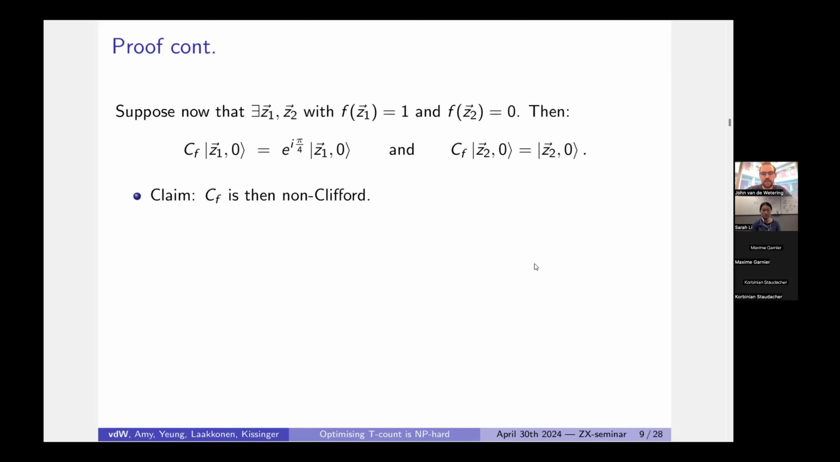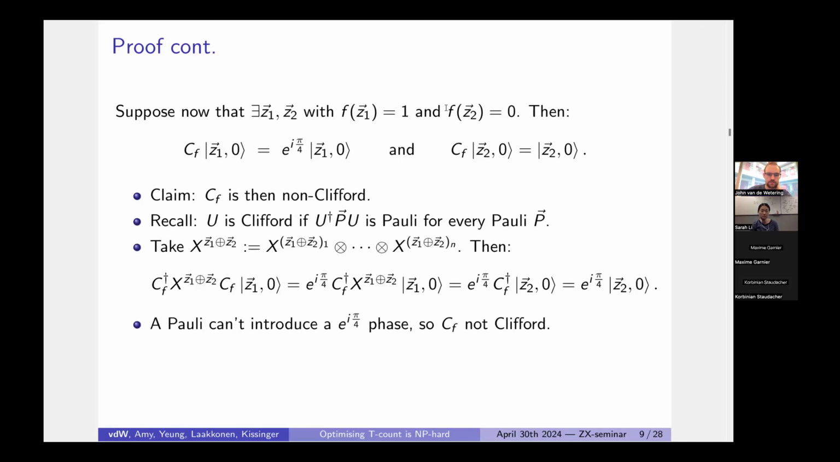So we claim that then CF must be non-Clifford. And the way we do that is that, well, we recall that a unitary U is Clifford if and only if U dagger PU is Pauli for every Pauli P. And we just need to find a Pauli for which this is not true for the CF, if it has these properties. And so the Pauli we take is this string of X's.